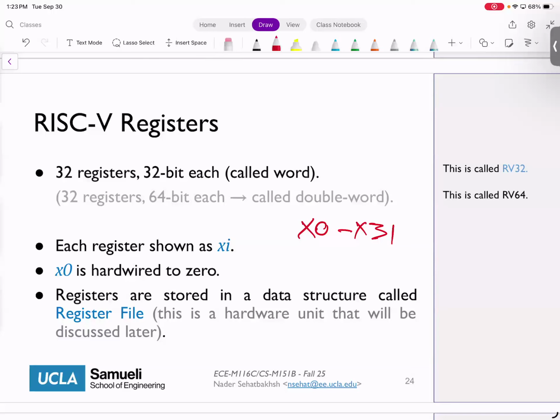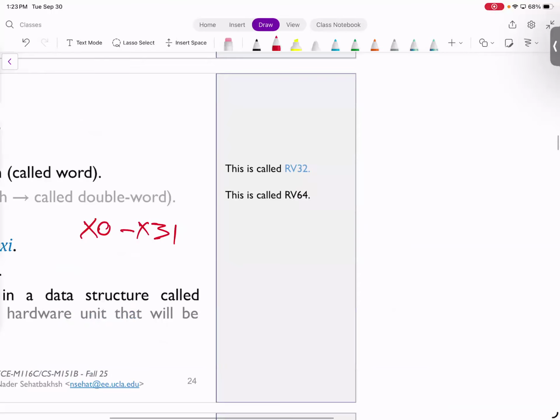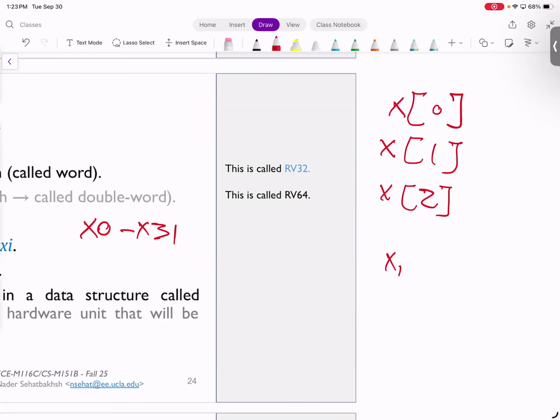Okay. But the other registers are stored in the register file. The register file is this data structure. Think about it as an array. So essentially, from the programmer's perspective, you can access registers like this, or sometimes we show it like this. So X1, X2, X3 means that I'm accessing a particular register from there. And the way that we can address this is that we put the index. So we put index 3, and I'm accessing register 3.